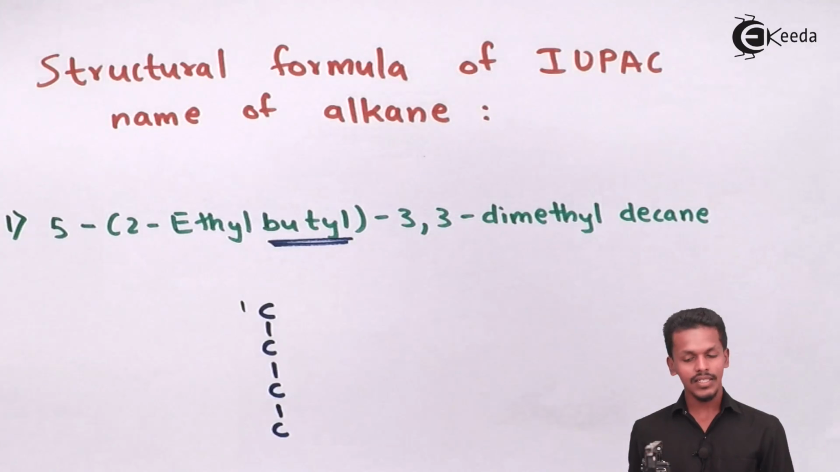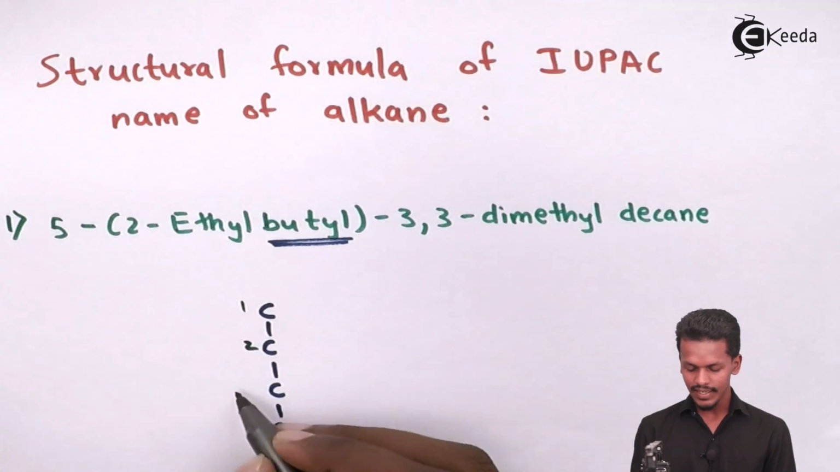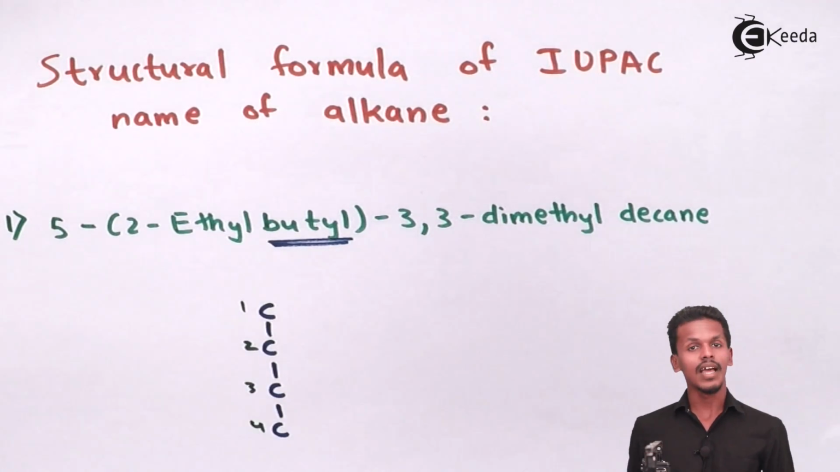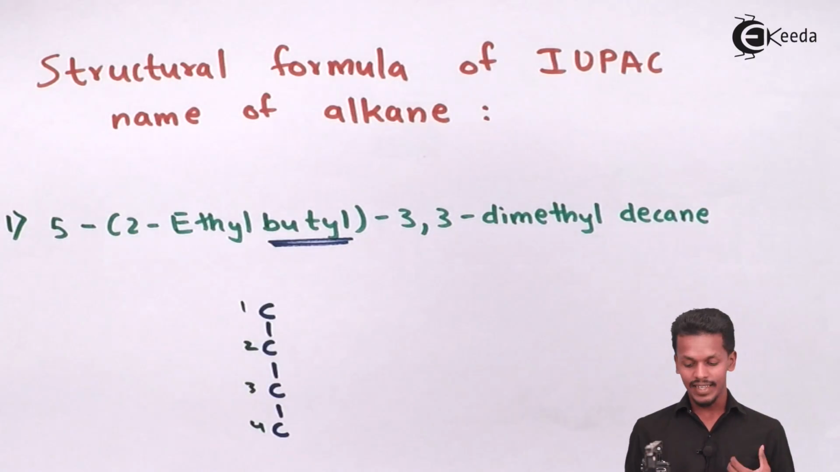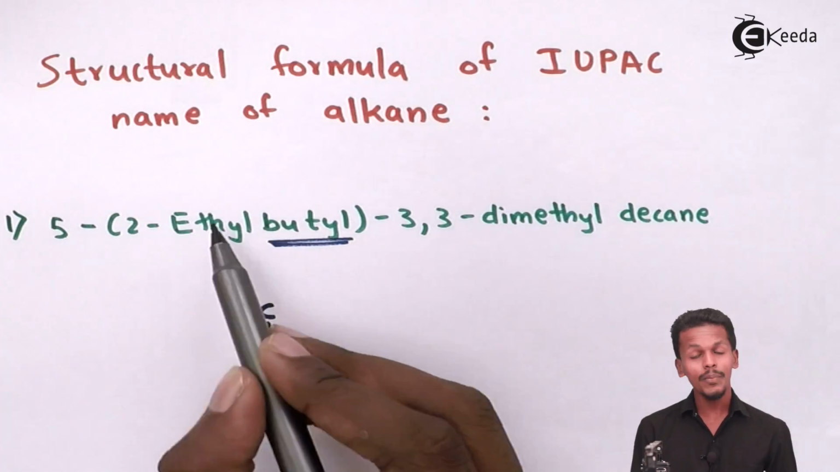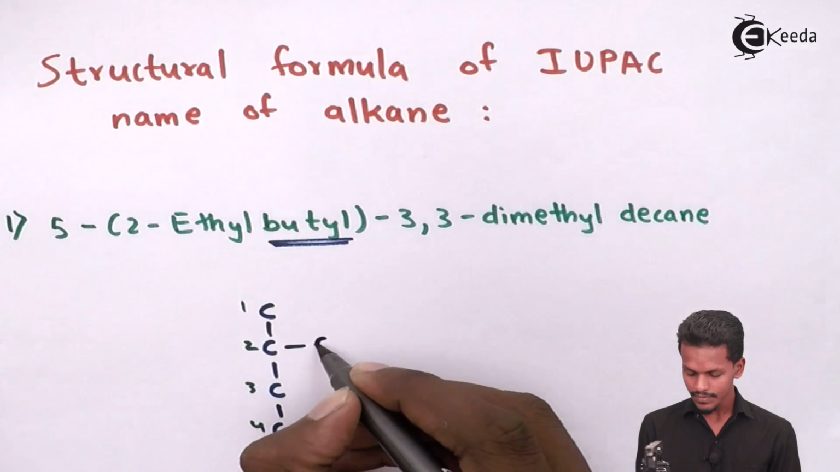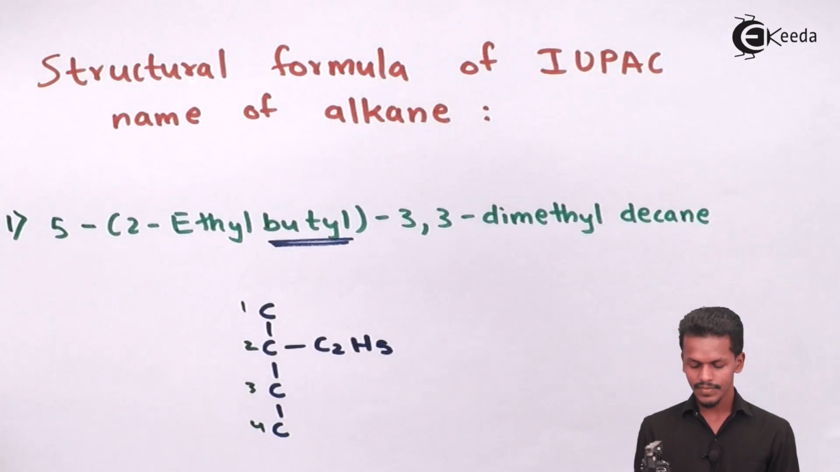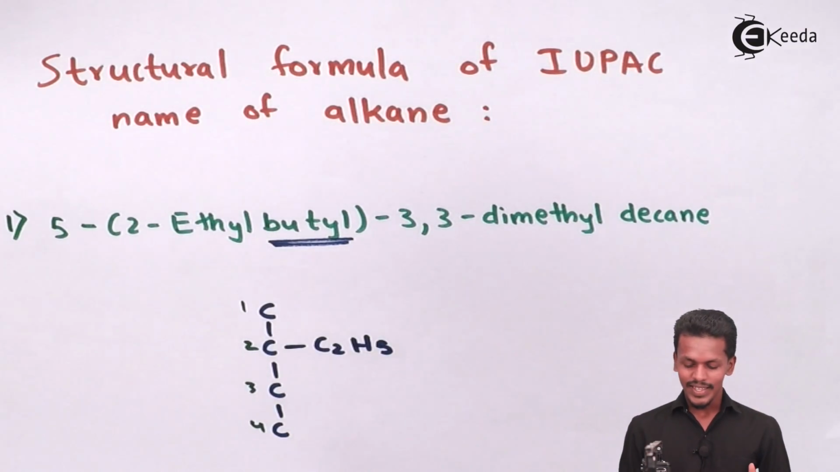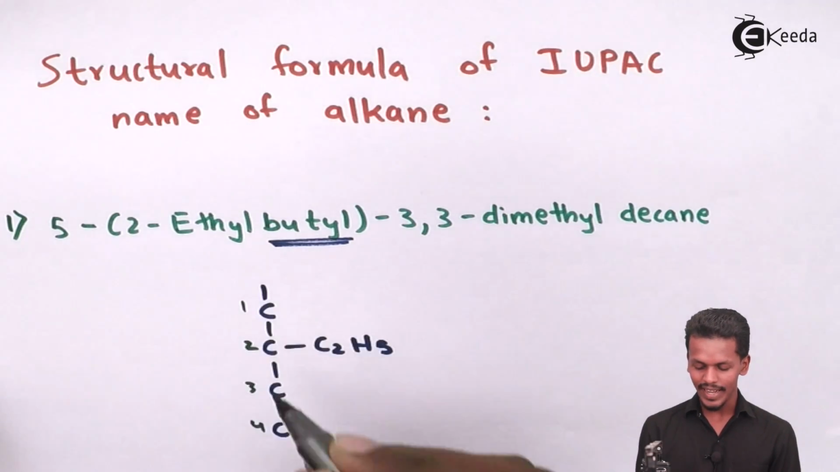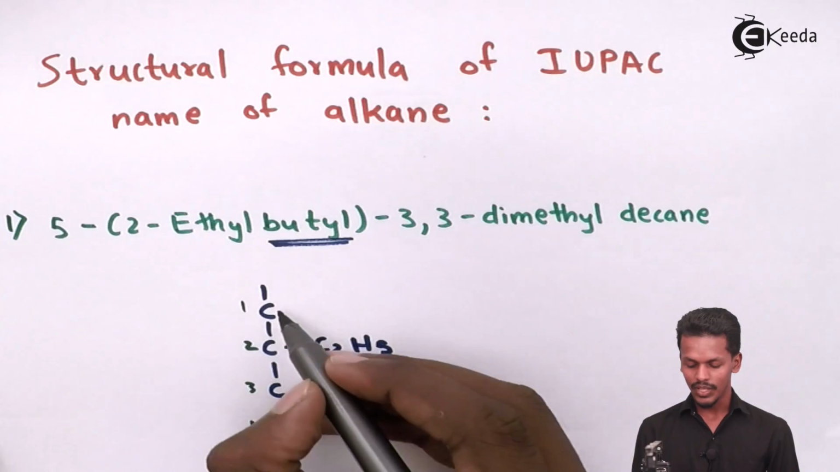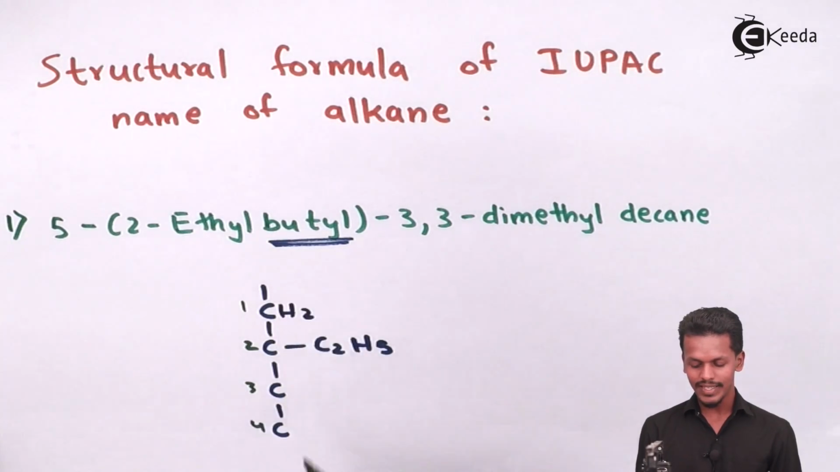Suppose this is the first, this is the second, this is the third, and this is the 4th carbon atom of the side chain. In this case, at the second position an ethyl group is attached, so the second position has an ethyl group, which I can write as C2H5. This is what we have to make, and since this will be attached to the decane, this would be considered as H2.